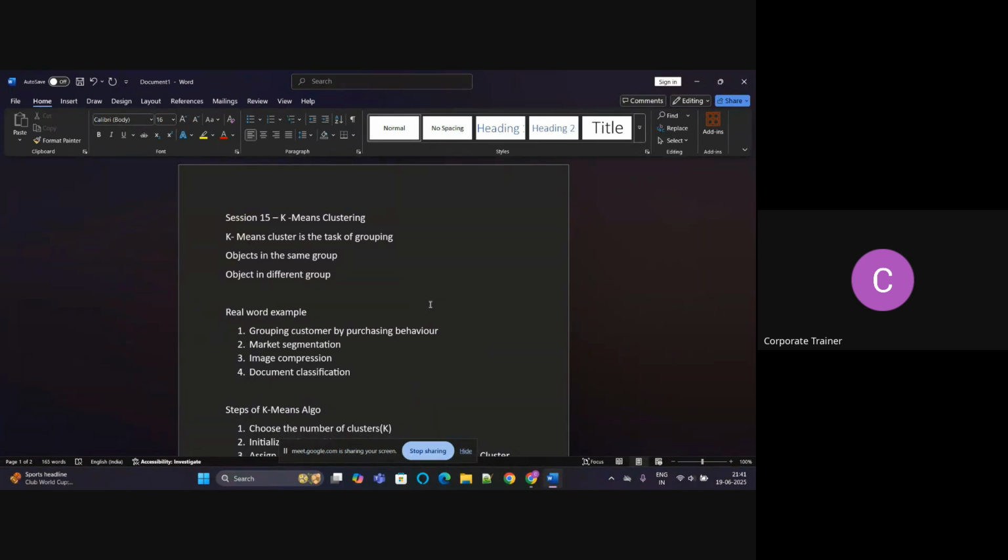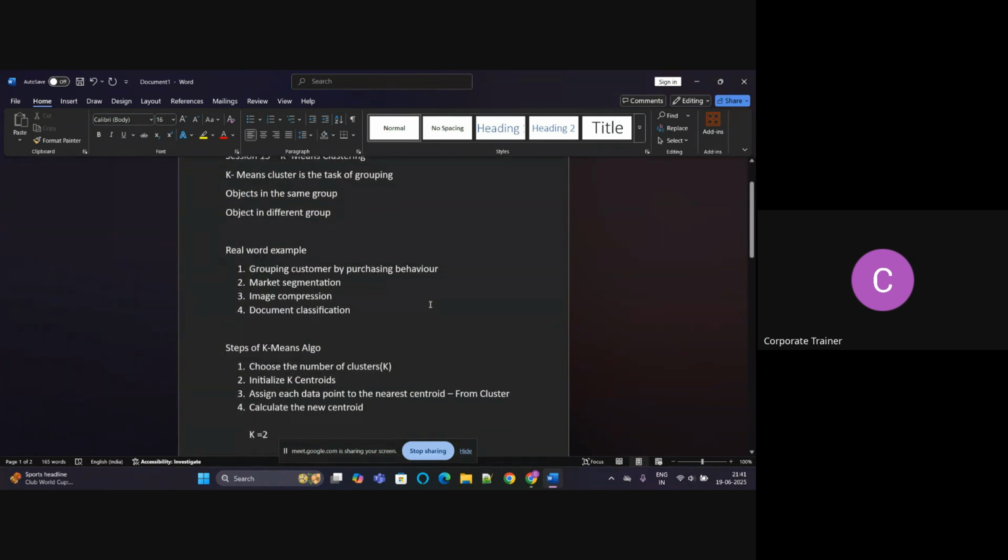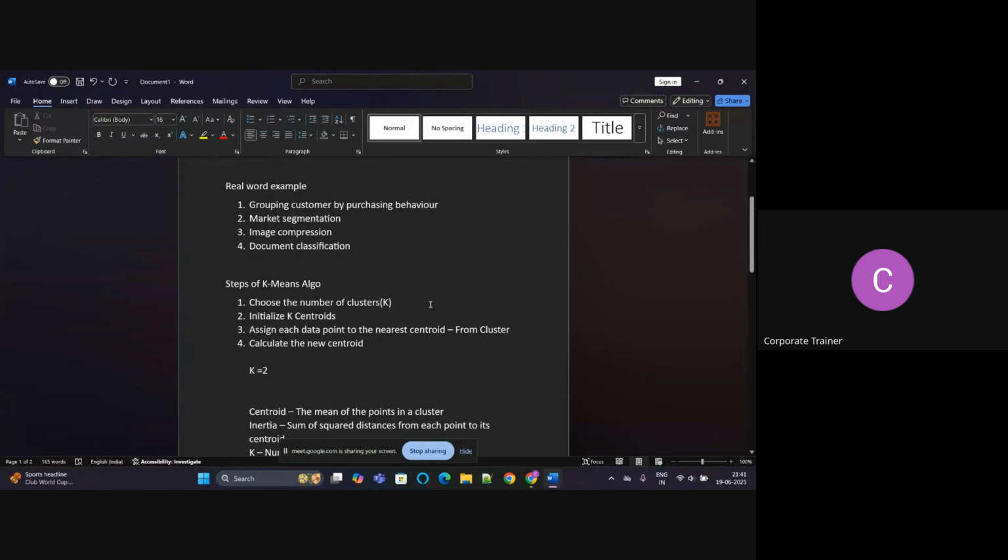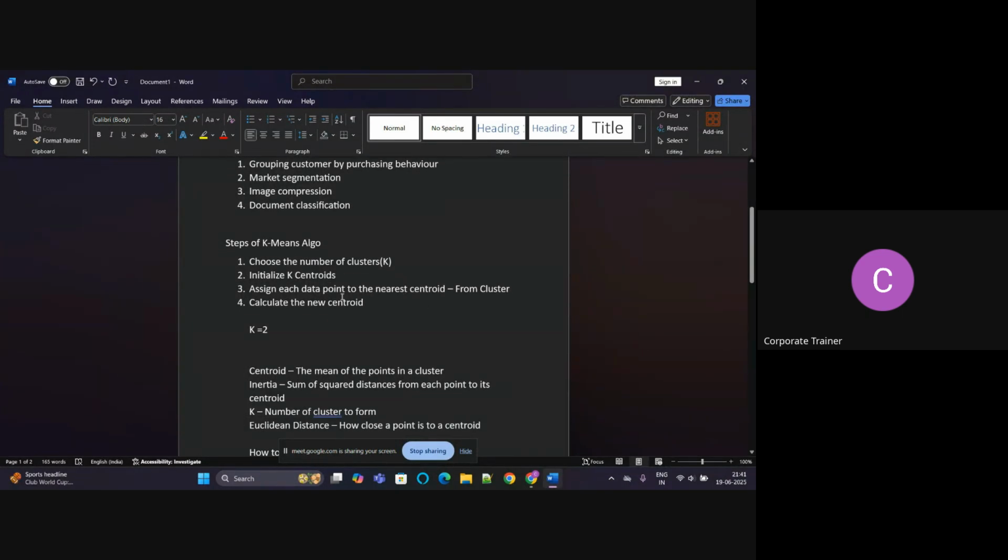Now this is the real-time example where k-means clustering is used. Next, there are some steps you have to follow. I'll simplify it so you can easily understand. Let's suppose k value is 3. Earlier I was talking about 2, here I am increasing the k value to 3. So first you have to choose the number of clusters. Cluster means you have the visualization with some dots, and whatever dots you have, you are connecting them. This is the cluster. So first you have to choose the number of clusters.